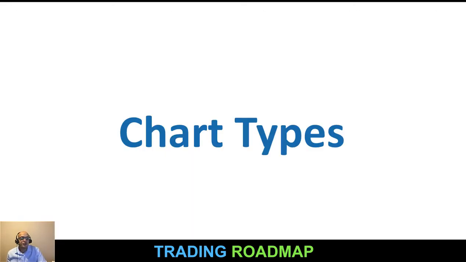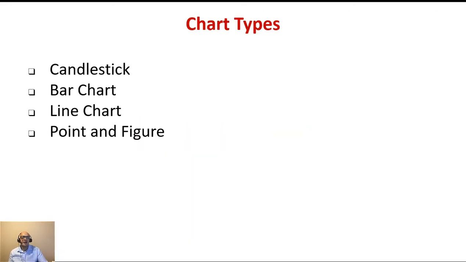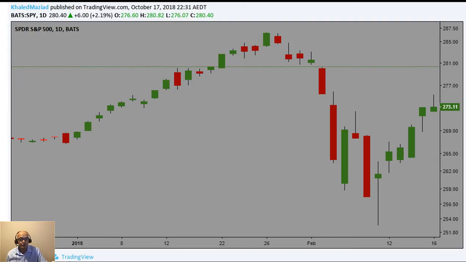So the chart types we're gonna discuss today are the candlestick and bar chart, line chart, and point and figure. We are not gonna go through exactly the meaning of everything, but I'm just gonna give you an idea about those ones. And I use candlesticks, but you need to understand what kinds of charts we have.